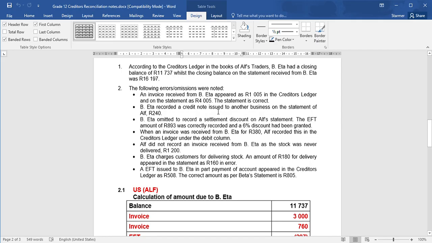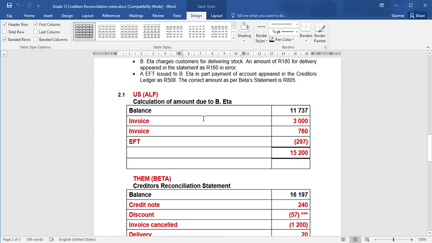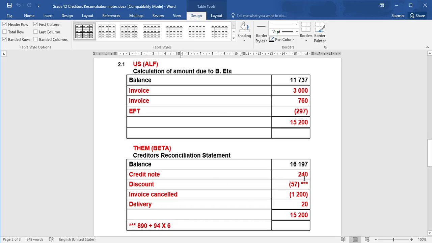Beta recorded a credit note issued to another business on the statement of Alf. So in other words, they've put something onto our statement that should have gone into another creditor's statement. So they made the error there. Now if it's a credit note, that decreases the amount that is owed. So they decreased our account with something that we didn't actually return. So that is why we have to add back the 240.